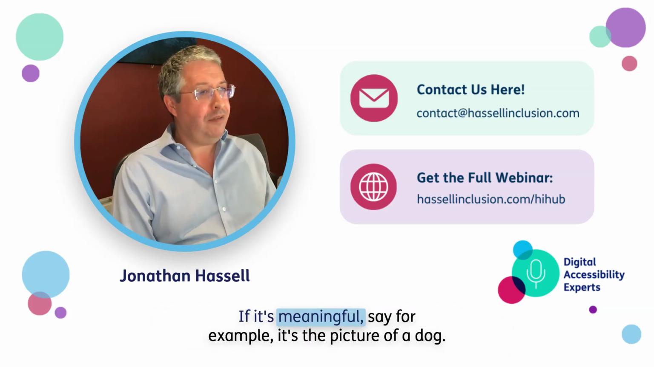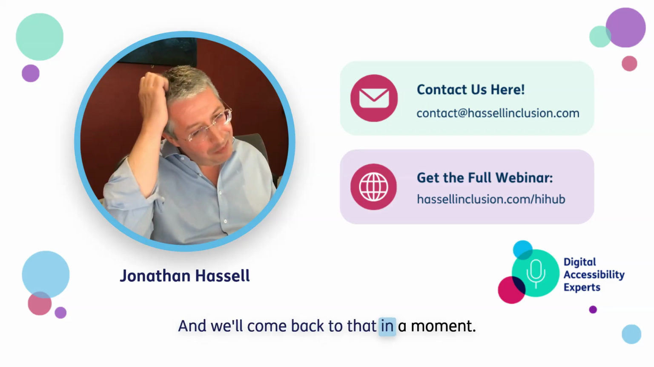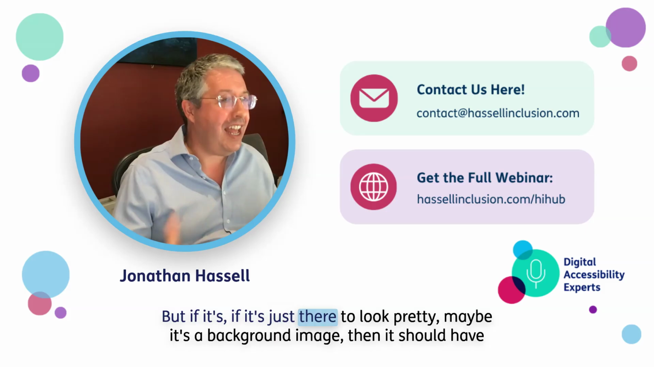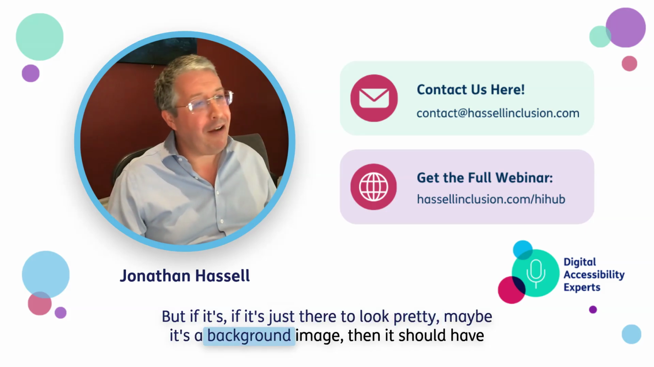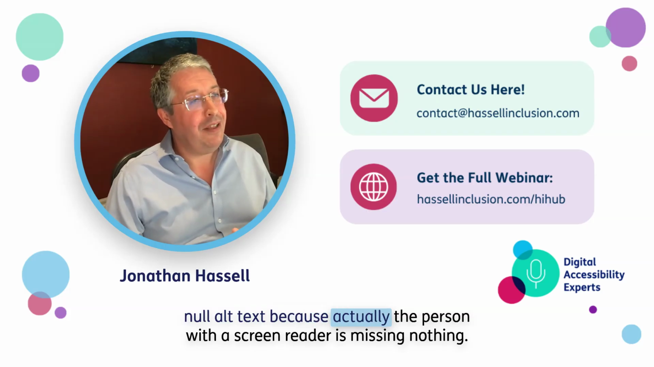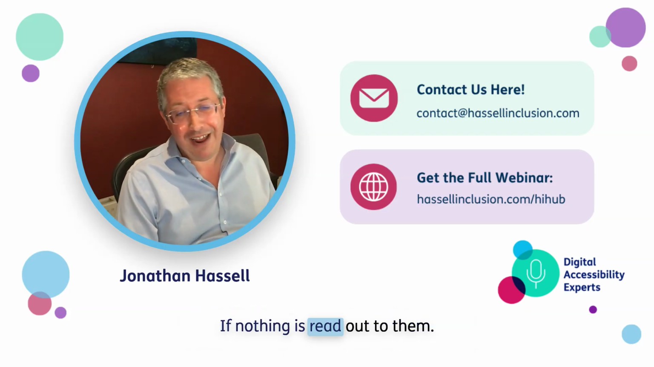If it's meaningful, say for example it's a picture of a dog, and we'll come back to that in a moment, it should say what it is. But if it's just there to look pretty, maybe it's a background image, then it should have null alt text, because the person with the screen reader is missing nothing if nothing is read out to them.